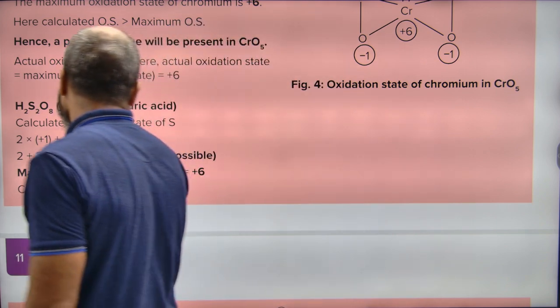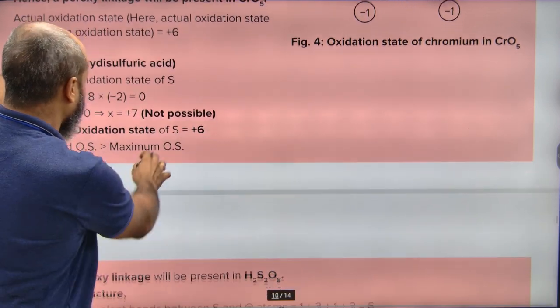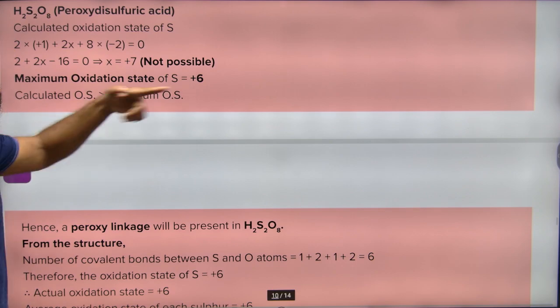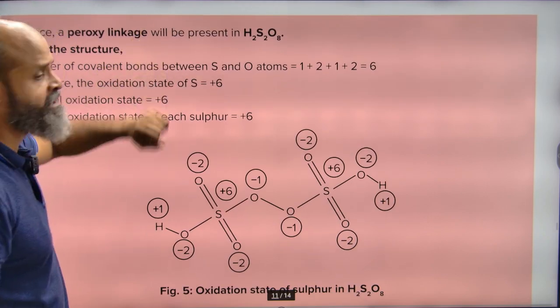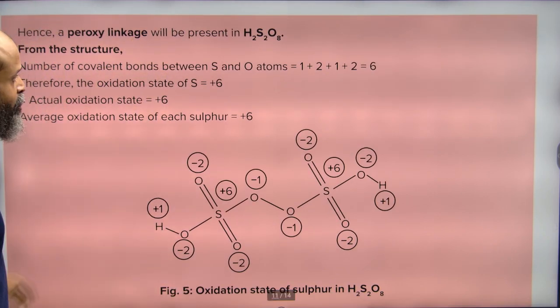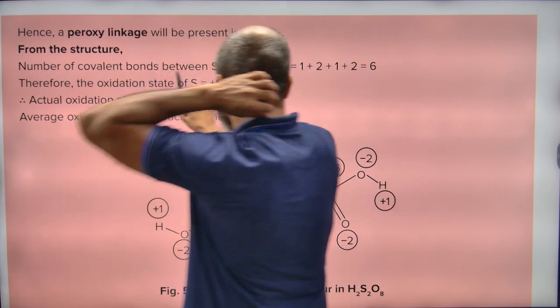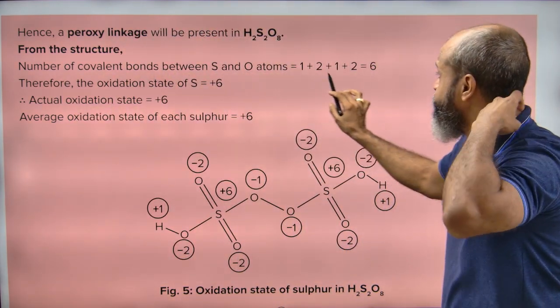So let's look at this. The calculated oxidation state again goes above +6. So the calculated oxidation state is more than the maximum oxidation state which is possible. Hence a peroxide linkage will be formed. So how do we calculate this peroxy linkage? The number of covalent bonds between sulfur and oxygen atoms has to be.